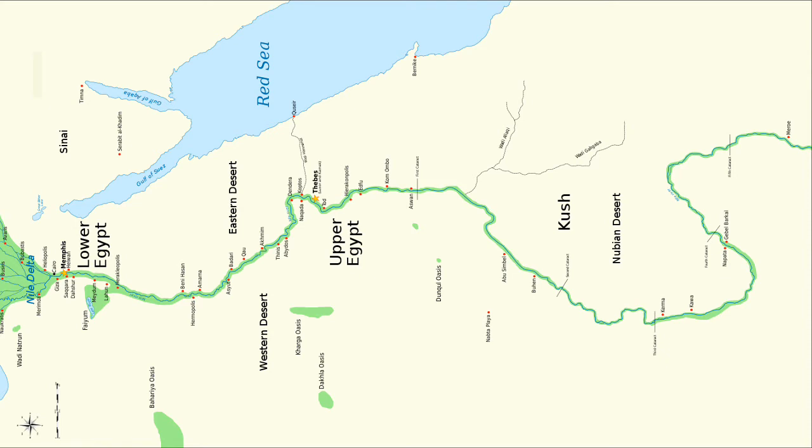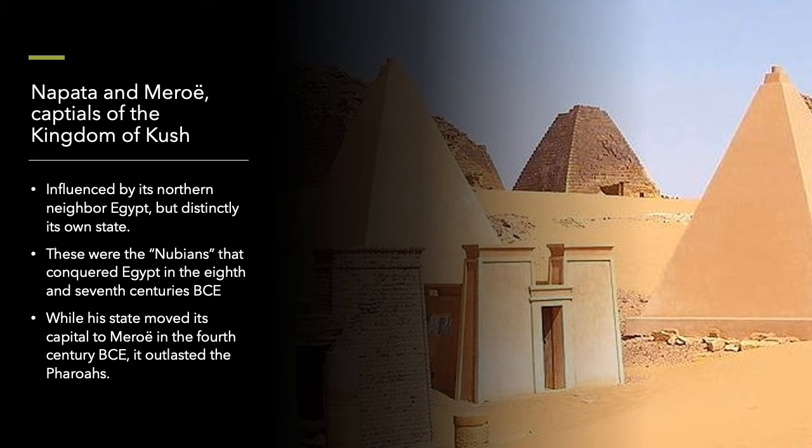Another one, especially the two cities of Napata and Meroe, which were the capitals of the Kingdom of Kush. And you can see Napata there near the fourth cataract, there around that first big bend, and then Meroe, again around another bend, all the way towards the right of the slide here. This kingdom of Kush was clearly influenced in some aspects, especially in its mortuary architecture. You can see here by its northern neighbor Egypt, but it was distinctly its own state.